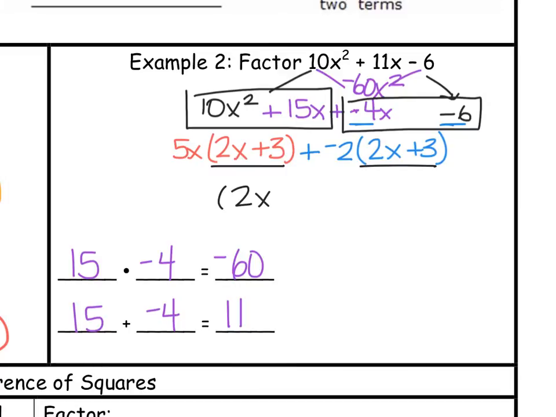And so our first binomial for our factored pair is 2x plus 3, and then our second binomial for our factored pair is 5x minus 2. And so the factored form of 10x squared plus 11x minus 6 is 2x plus 3 times the quantity 5x minus 2.